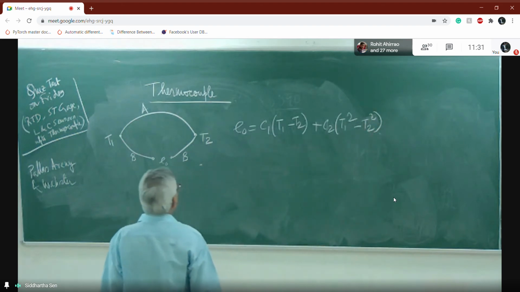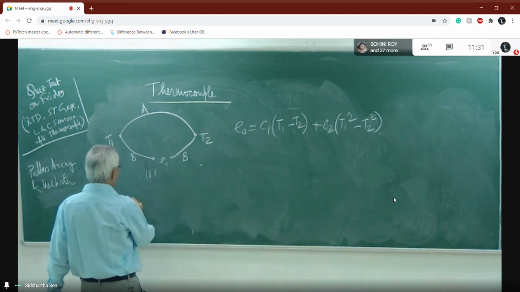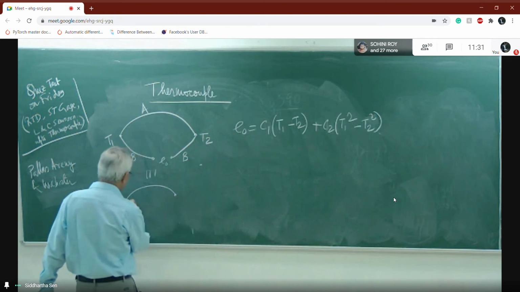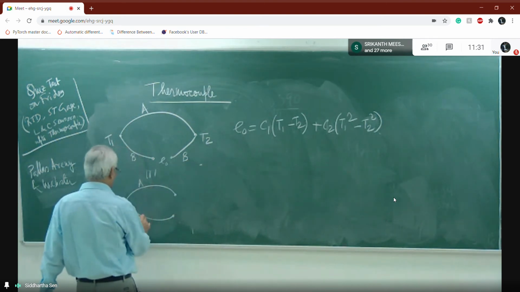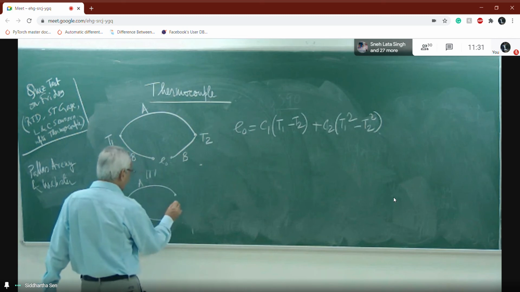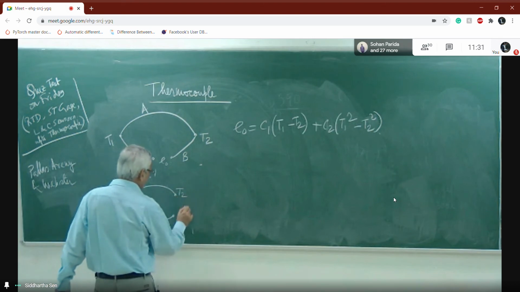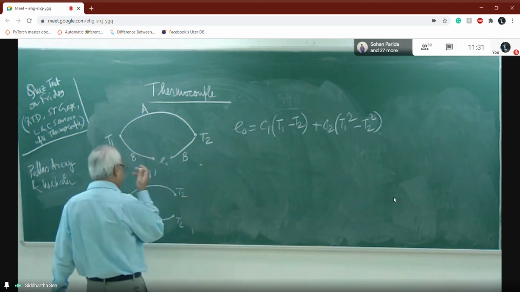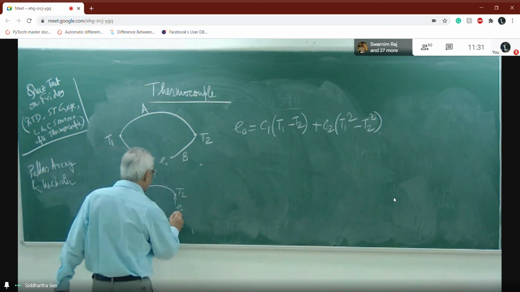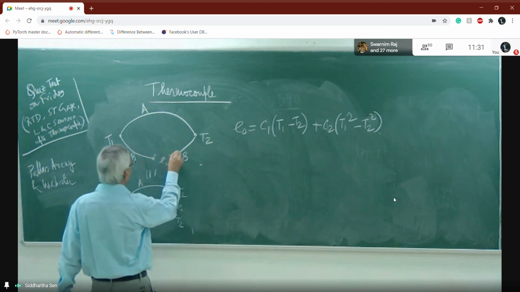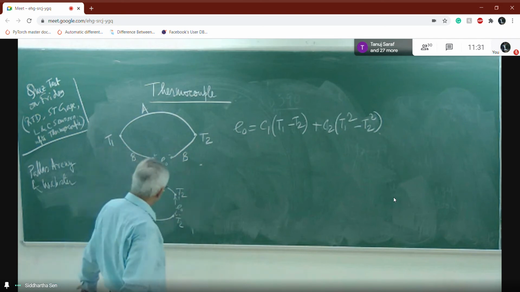Equivalently, we can also show it in this manner. Two dissimilar metals, A and B, are connected at the hot junction T1, and these two ends are at the same temperature T2, and then there would be a voltage E0 there, and obviously there would be a polarity depending on A and B.